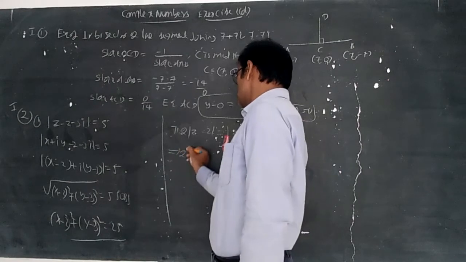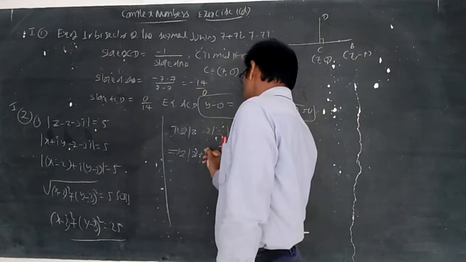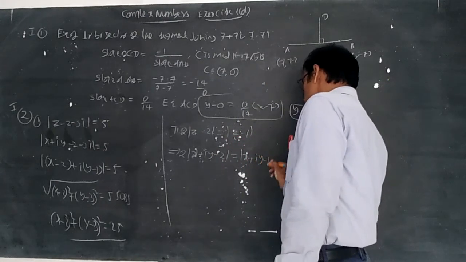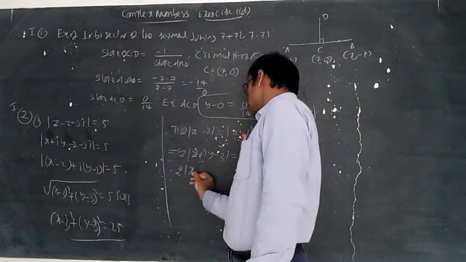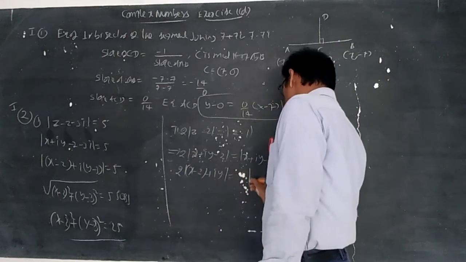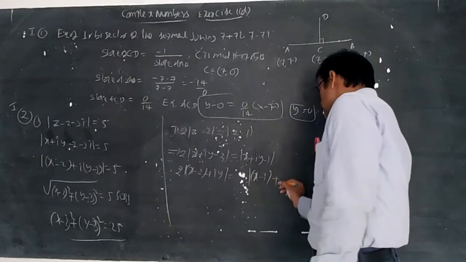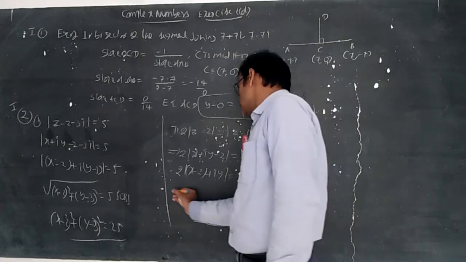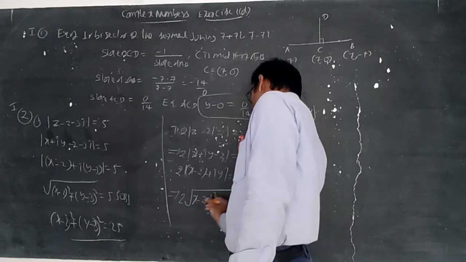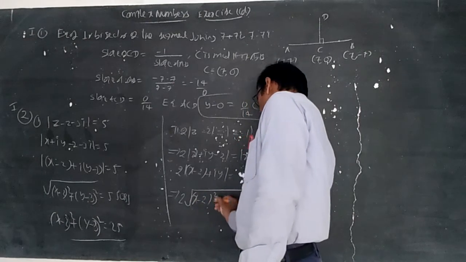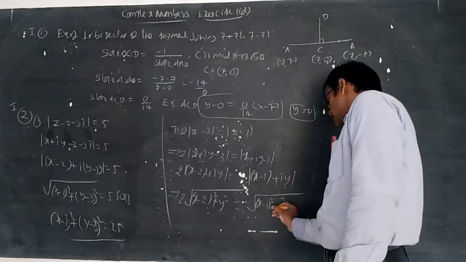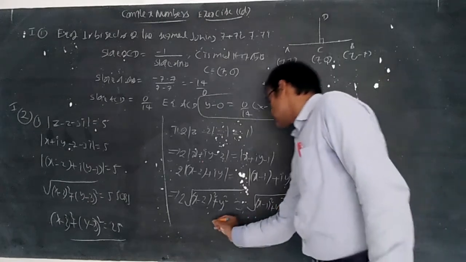That implies 2 into modulus of x plus iy minus 2 is equal to modulus of x plus iy minus 1. So 2 into modulus of x minus 2 plus iy is equal to modulus of x minus 1 plus iy. That implies 2 into root of (x minus 2) whole square plus y square is equal to root of (x minus 1) whole square plus y square. Squaring both sides.